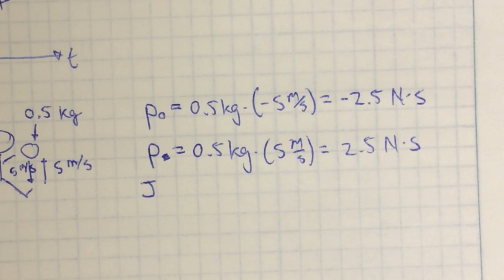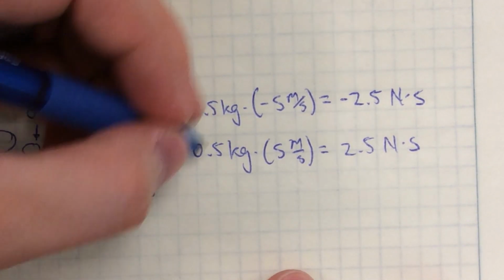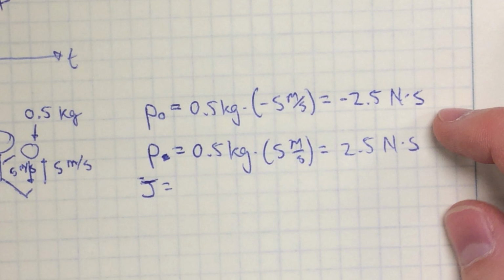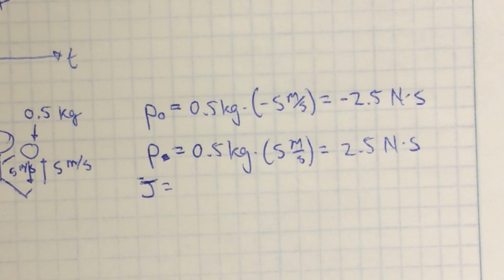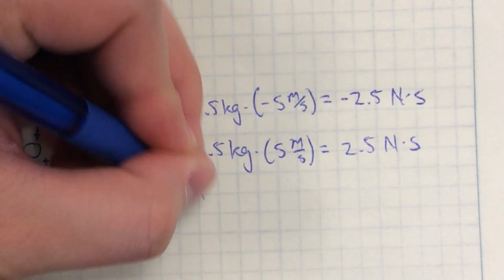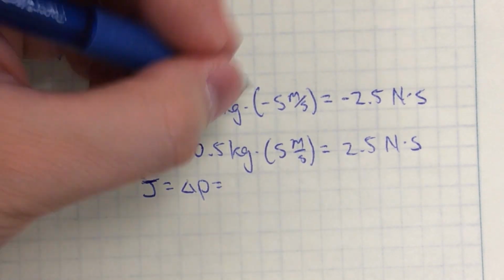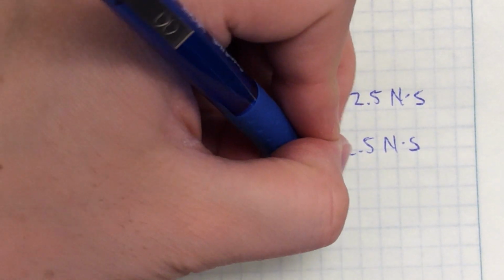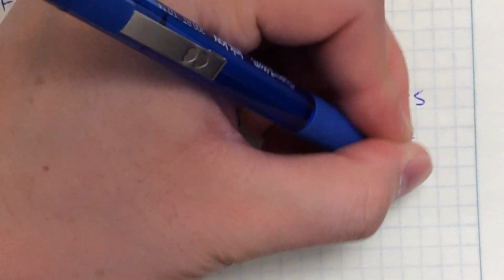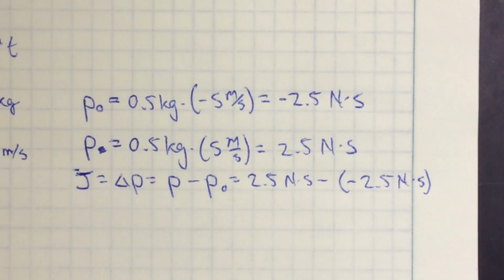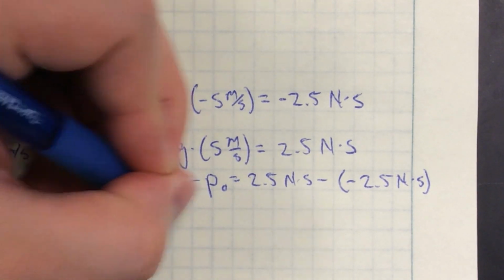Five. In which direction? Positive. Up. Yeah. So you can do it really pretty intuitively in this case. It was going down, now it's going up. So it must have been pushed up, right? The impulse, being the change in momentum, is the final minus initial. So that's your 2.5 Newton seconds minus your negative 2.5 Newton seconds. And so it equals 5.